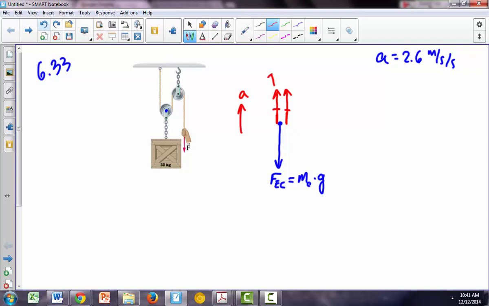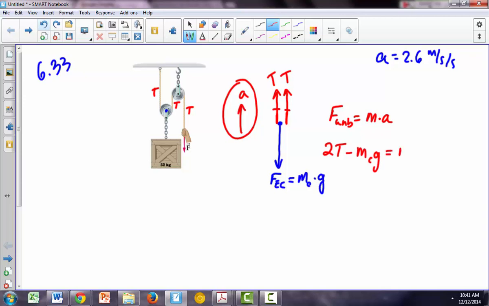So I'm going to call each one of these T for tension in the rope. One thing about massless frictionless pulleys is I know the tension is the same in all 3 sections of this rope. I'll call it T across all 3. So in the up and down direction here, my unbalanced force is in the upward direction. That's the direction of my acceleration. So my unbalanced force equals the mass times the acceleration. And I'm going to say my unbalanced force is 2T minus M of the crate g equals the mass of the crate times the acceleration of the crate.